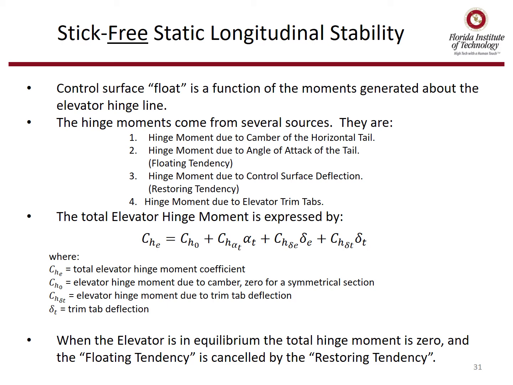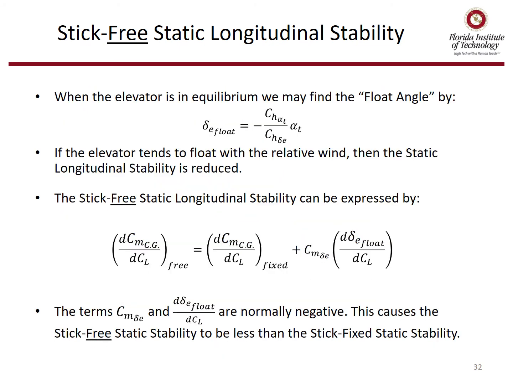And so we can write one of these coefficient style equations that sum up all the individual contributions and calculate an overall elevator hinge moment, like shown here. So when the elevator is in equilibrium, the total hinge moment is 0, and the floating tendency happens to be canceled perfectly by the restoring tendency. When the elevator is in equilibrium, we may find the float angle by the equation shown.